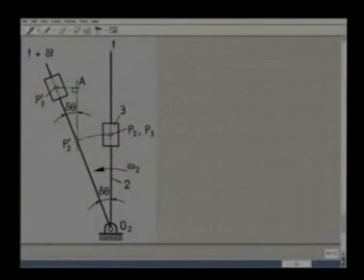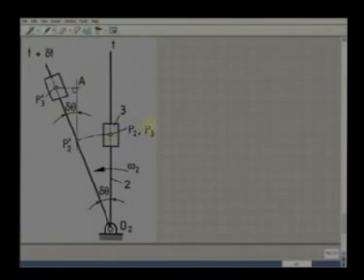To demonstrate the existence of Coriolis component of acceleration, let us again consider 2 rigid bodies, namely body 2, which is this rod, which is hinged at the point O2, and another rigid body, namely 3, that is this block, which is constrained to move along the rod. So, for the path of P3, we can consider two instantaneously coincident points here, which we call P2 and P3. P2 is a point on this rod and P3 is a point on this block 3. P2 and P3 are coincident at this instant.